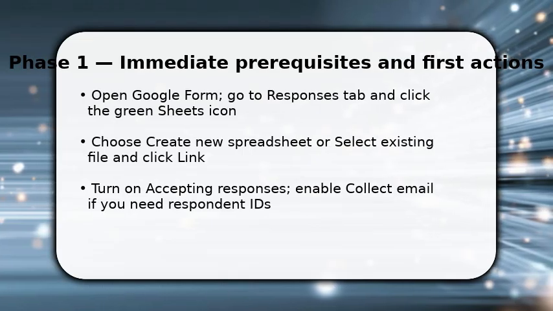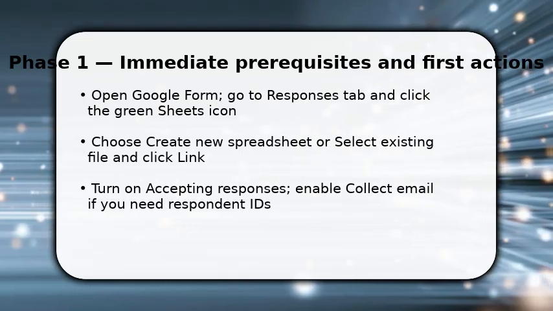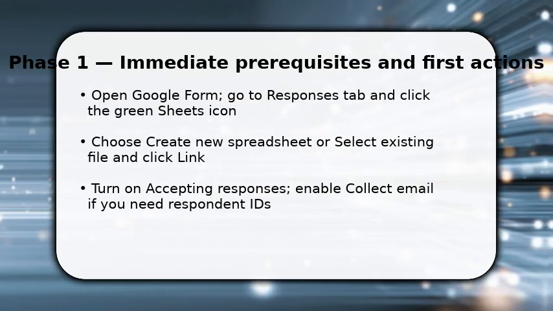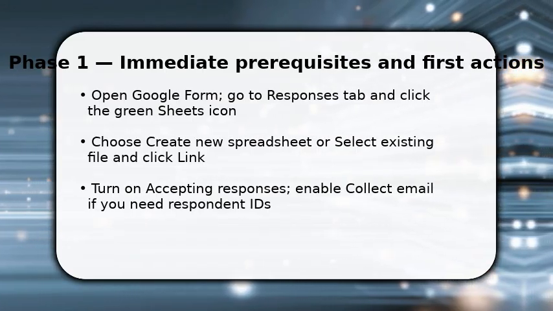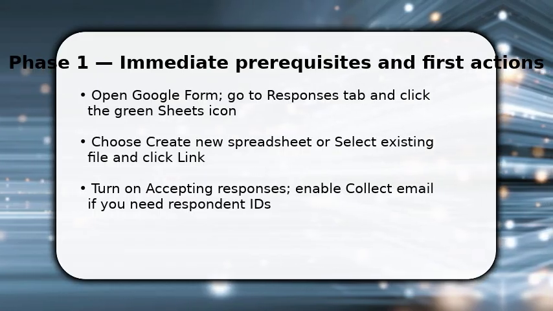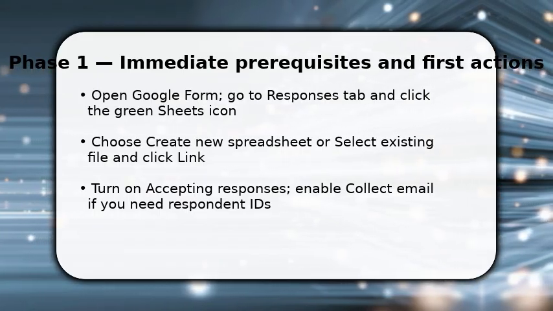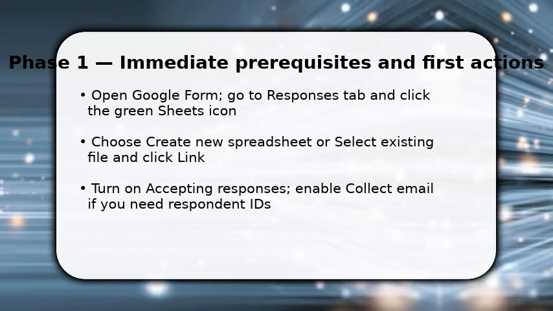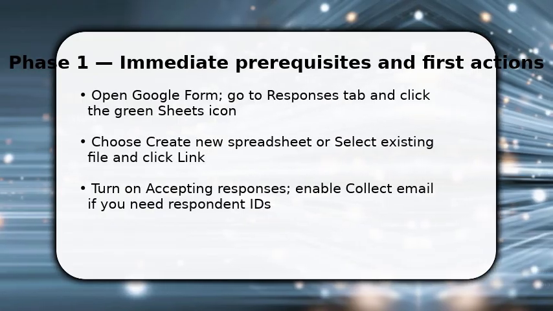Enjoy the video. You're ready to link a form to Sheets now. Open the form, go straight to Responses, and click the green Sheets icon. Choose Create New Spreadsheet or select Existing File. Once linked, make sure Accepting Responses is on and enable Collect Email if tracking is required. This connects future responses automatically, so don't skip the link step.